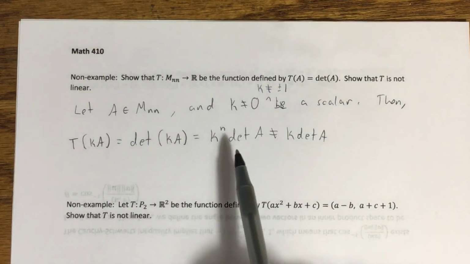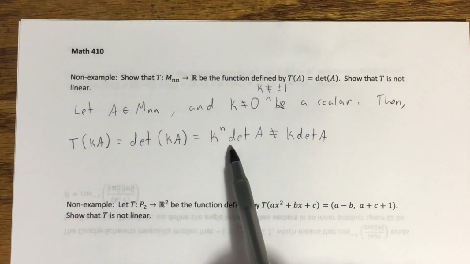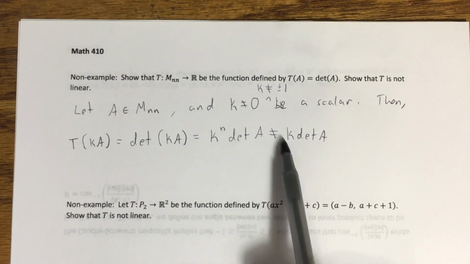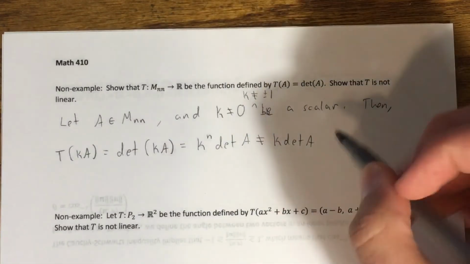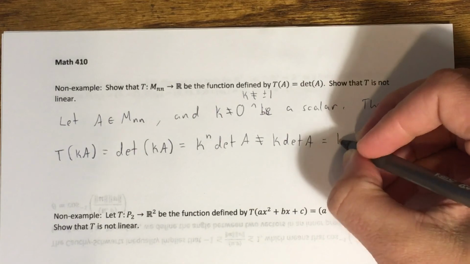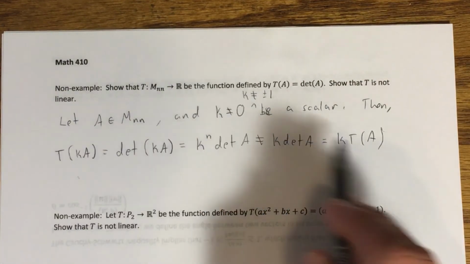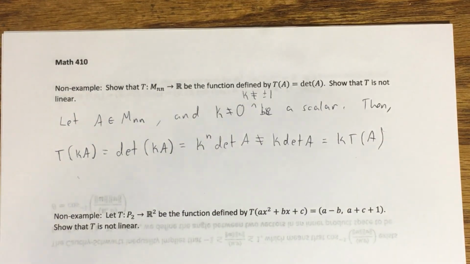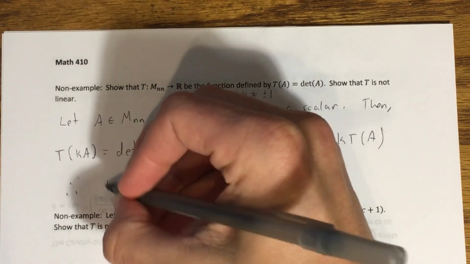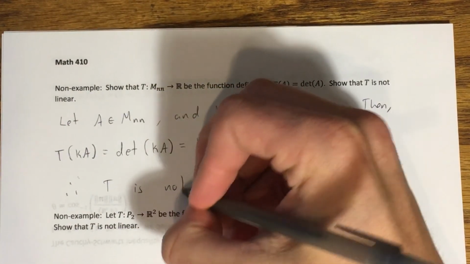And remember, homogeneity says that this should be equal to this for all scalars k. So that's what we're showing is not the case here. This is k times T of A. So this is not equal to this for every choice of k. Therefore, T is not linear.